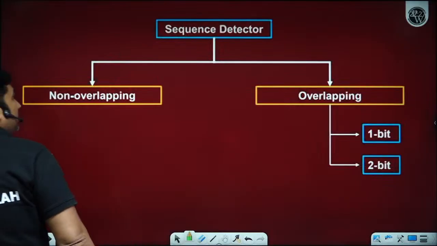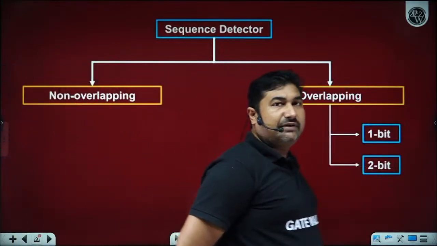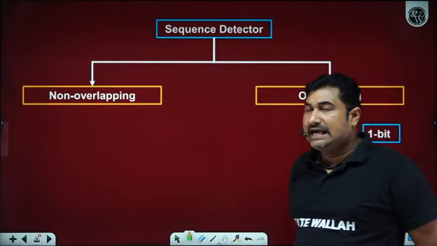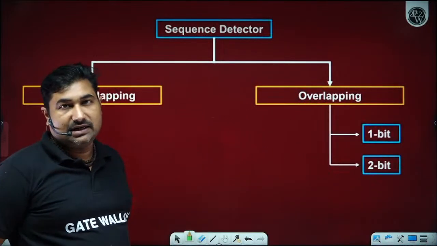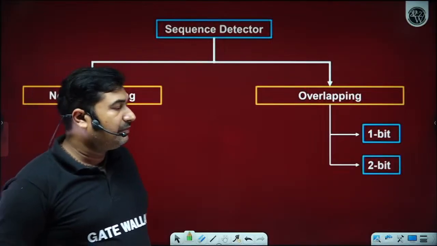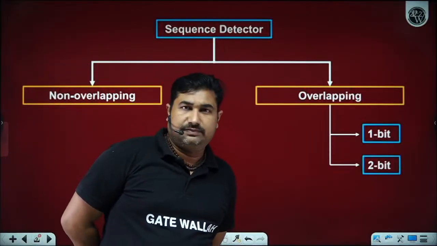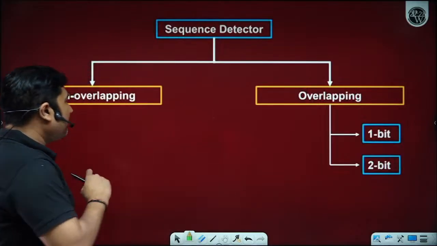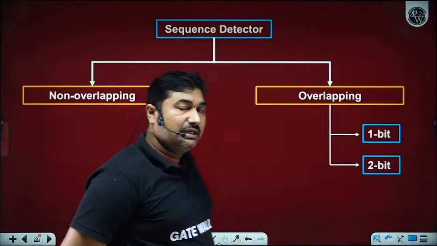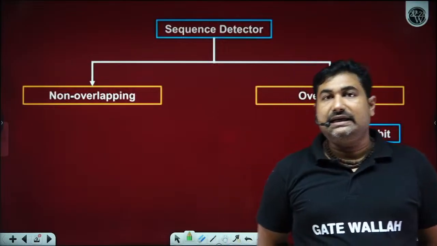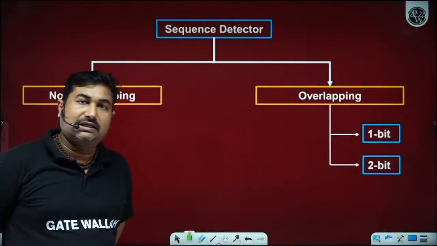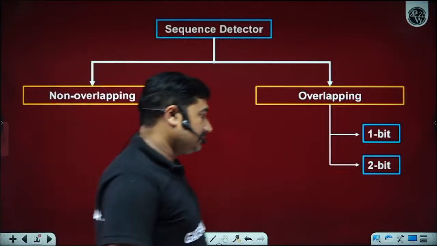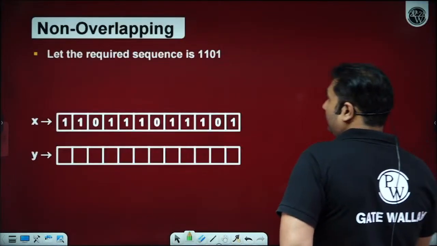Very important, please observe. Sequence detectors can be non-overlapping sequence detectors or overlapping sequence detectors. Overlapping sequence detectors can be 1 bit, 2 bit, 3 bit, 4 bit, and so on. A non-overlapping sequence detector is one in which a bit once detected is not reused for counting the next sequence. Let's try to understand with the help of a question.